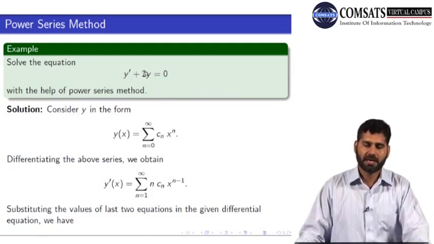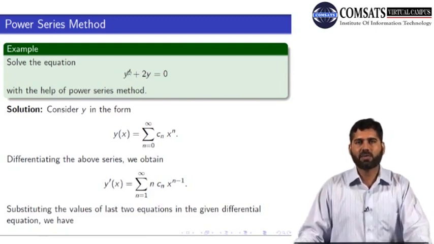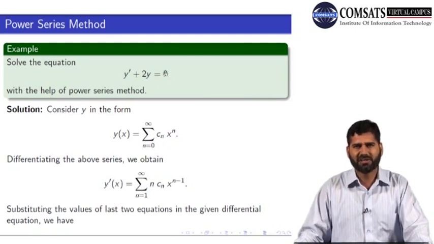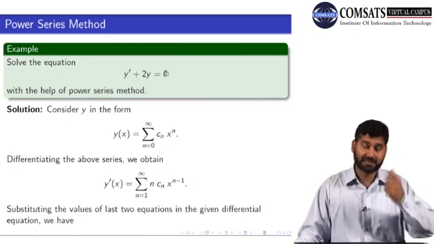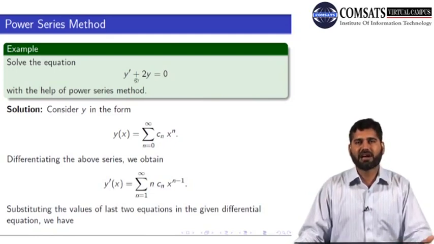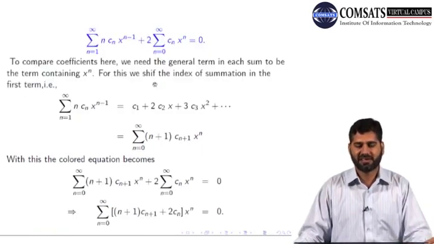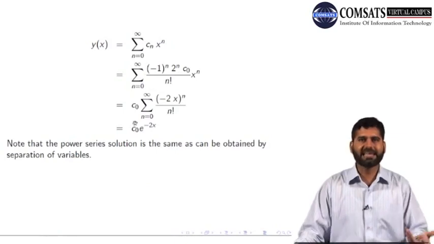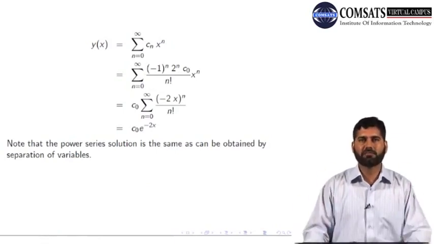I got that. This is an equation with constant coefficients. If you want to find the solution directly, it's a separable equation. Log of y should be equal to minus 2x, and then if you take the anti-log, y should be equal to e to the minus 2x. So you see, we are getting the same solution from the power series method as well. So this authenticates the power series solution of the differential equation. It means it's a valid method.